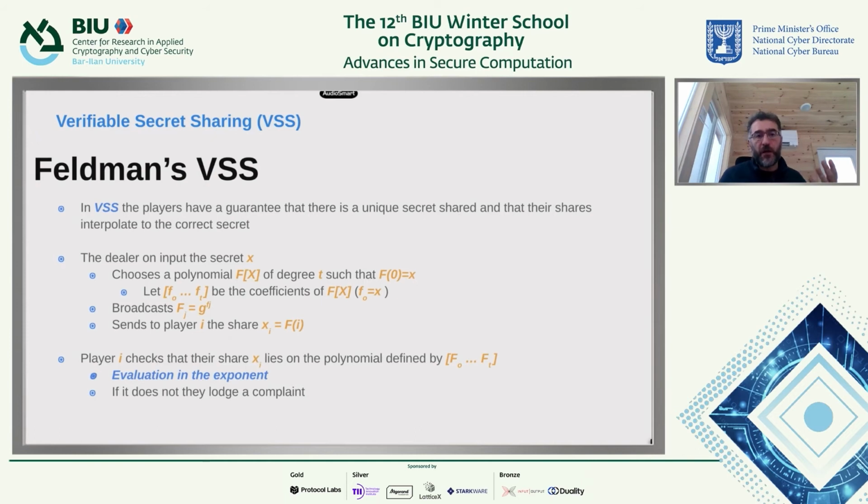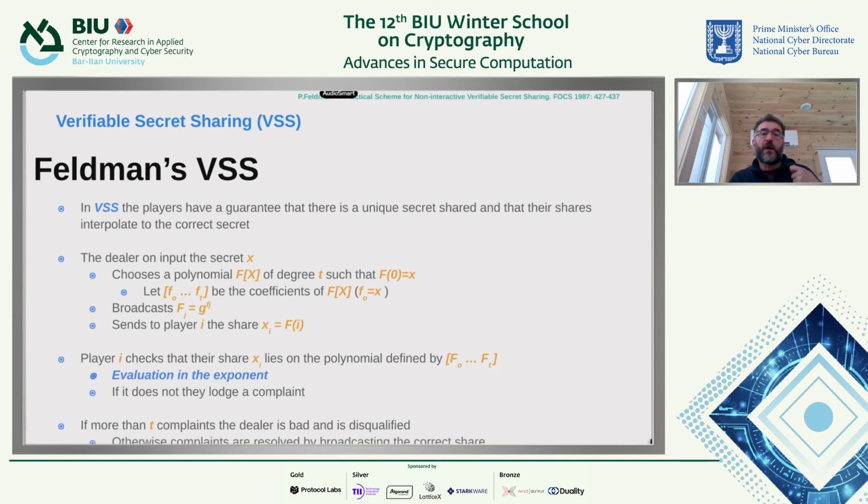And if it doesn't work, you lodge a complaint. Obviously, if there are more than t complaints, the dealer is bad, because there is an honest player who's complaining, and obviously the dealer is dishonest. But if there are less than t complaints, you need to decide who is bad, the player who's complaining or the dealer, and you resolve this complaint by broadcasting the correct share, because at this point the adversary knows it anyway. And here we're talking about honest majority. Okay, so this is Feldman VSS.